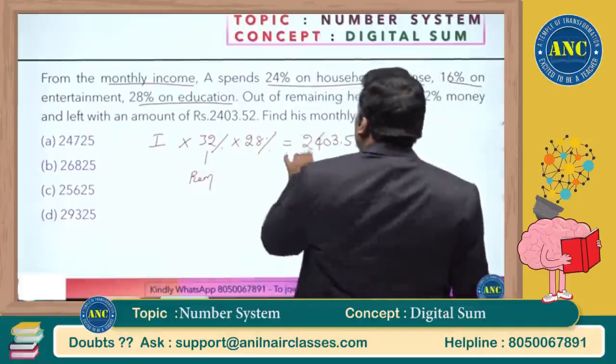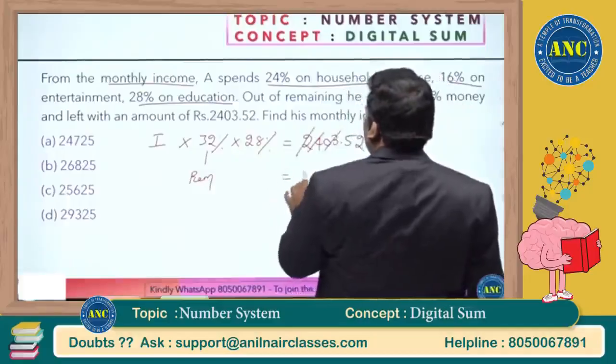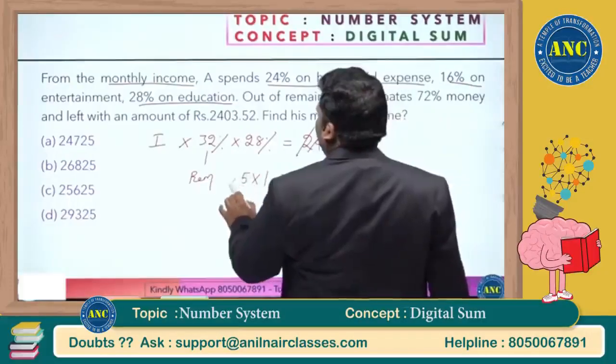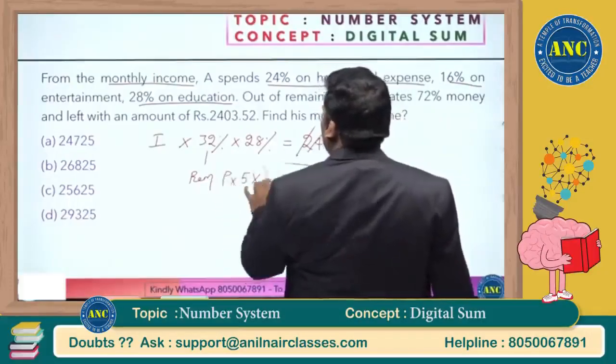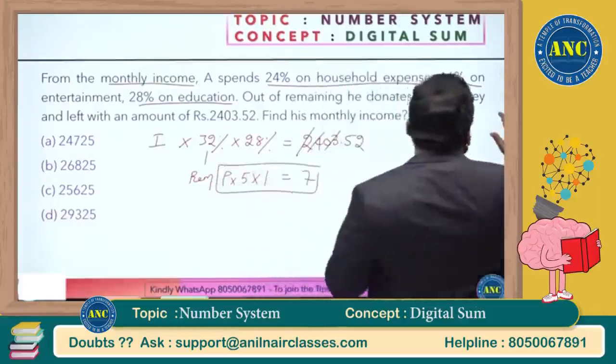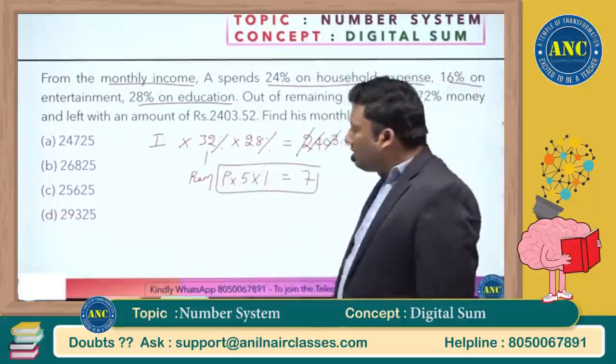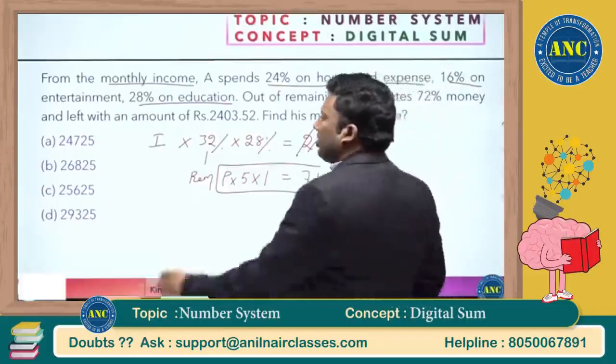2403.52. 2 plus 4, 6, 6 plus 3, 9, 5 plus 2, 7. These 3 plus 2, 5 into 5 equivalent to 7. P into 5 into 1, which is 7. P into 5 into 7, which is 7. Now substitute the answer options.